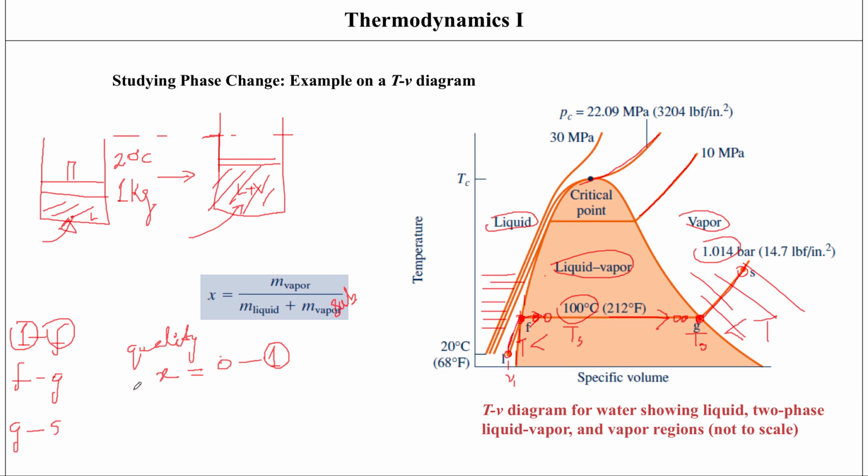So this is how you move on the T-v diagram. Remember that the pressure remains constant, a horizontal line within the two-phase region. We have a T-v diagram, with temperature on the y-axis and specific volume on the x-axis, and then we have isobars represented by these lines. Sorry, constant pressure lines.